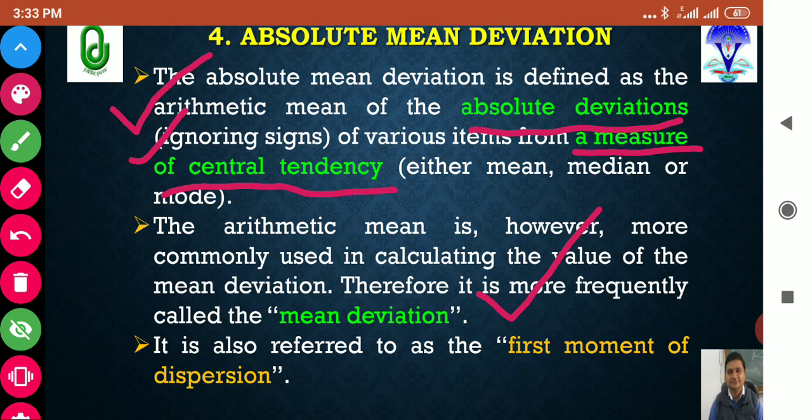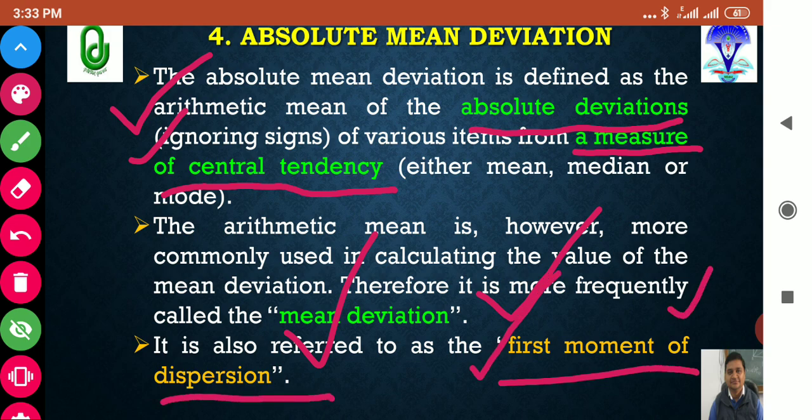I have already discussed this earlier also. Many a times the measure of central tendency is actually arithmetic mean. So that is why this absolute mean deviation is also known as mean deviation. And it is also referred to as the first moment of dispersion. This you have to remember because this will be asked in your examination.